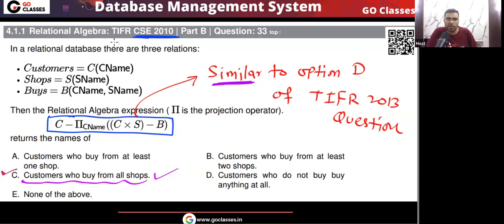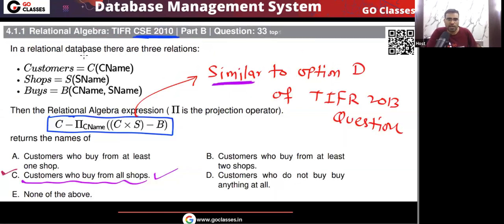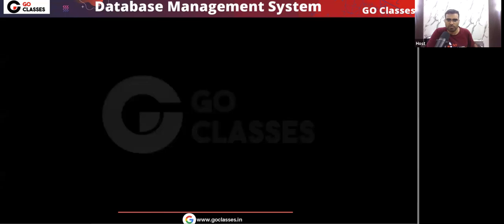So this is the TIFR 2010 question. We have done it. And this is the TIFR 2013 question. We have done it. This TIFR 2013 question and this TIFR 2010 question are similar, you can see. Okay, let's move on.